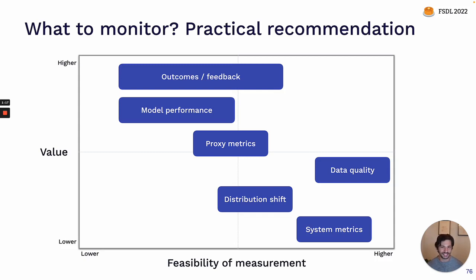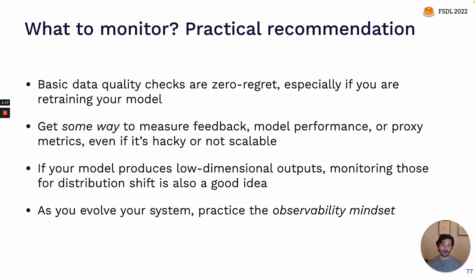Measuring model performance tends to be the least feasible thing to do because it does involve collecting some labels. Things like proxy metrics are a little bit easier to compute because they don't involve labels. Whereas system metrics and data quality metrics are highly feasible because there are great off-the-shelf libraries and tools that you can use for them, and they don't involve doing anything special from a machine learning perspective. So the practical recommendation here is that getting basic data quality checks is effectively zero regret, especially if you are in the phase where you're retraining your model pretty frequently, because data quality issues are one of the most common causes of bad model performance in practice, and they're very easy to implement.